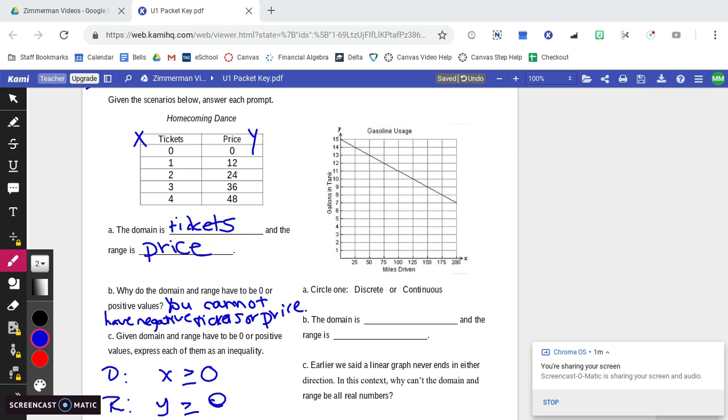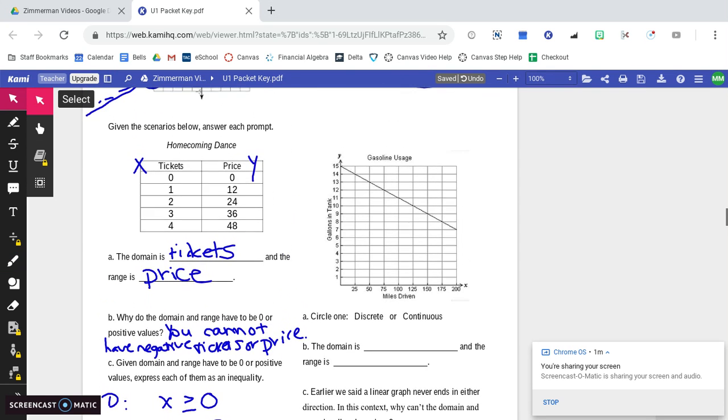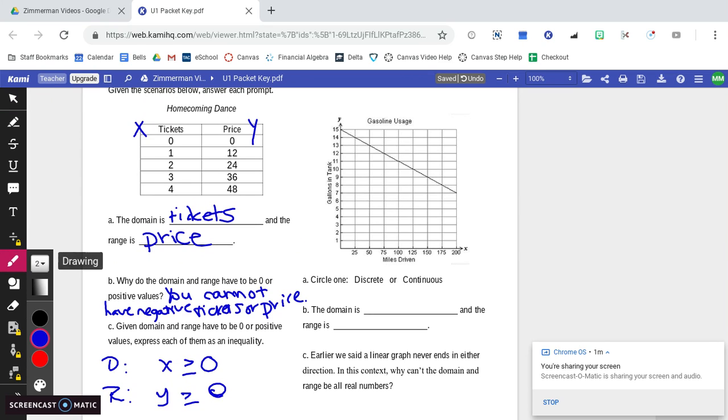If we look at gasoline usage for the next example, it's given us a graph where we have the miles driven and gallons in the tank. Always use those axis labels to help you. This is considered a continuous graph because all of the points that create this line are connected. The domain would be the x-axis, so that would be the miles driven. And the range would be the y-axis, which is gallons in the tank.